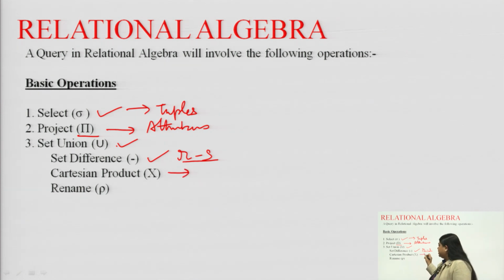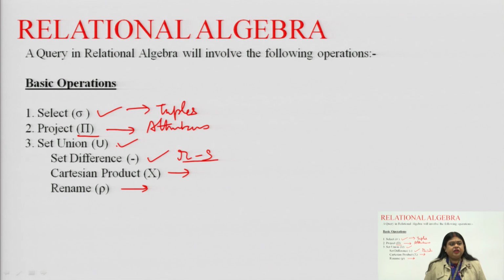Then we have the Cartesian product. Cartesian product is basically like a large merging of two different relations, right. And the rename operation, where we have to compare the same database. That means, if we have a relation R, we are going to compare the relation R with itself. In that case, we will be using the rename operation. So, these are the basic operations.